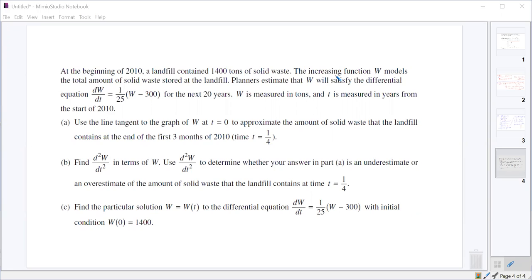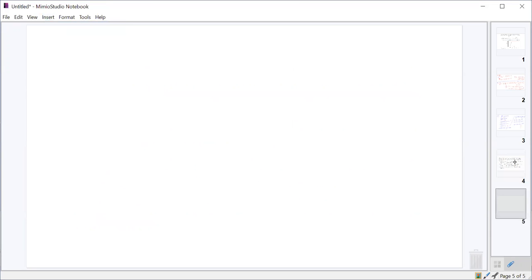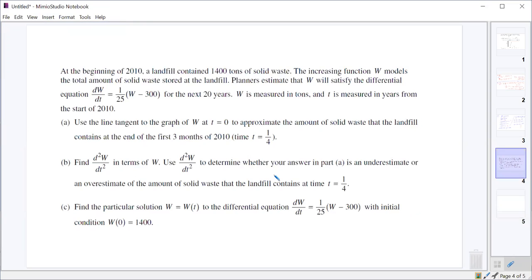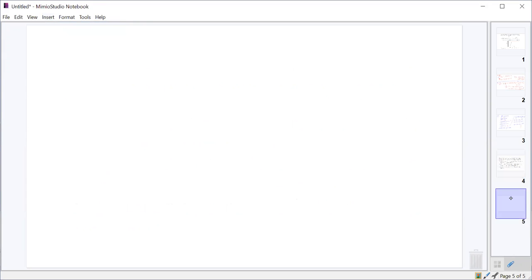We want to use the tangent line to the graph of W at t equals 0 to approximate the amount of waste in the landfill at the end of the first 3 months. So we've seen problems where we have to use this tangent line in our differential equations quite often. So we need to use a point. What's the point we're going to use? It should be the initial condition, (0, 1,400).